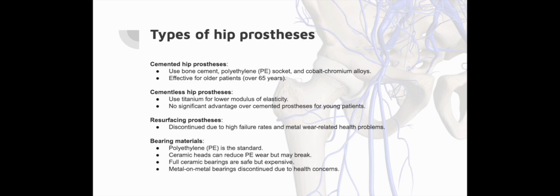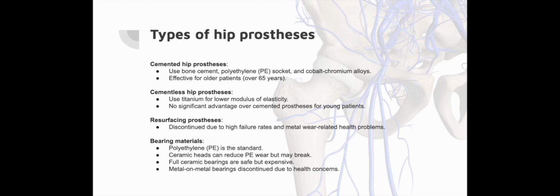Cemented prostheses have excellent outcomes in older patients, but results are less favorable in younger patients. Uncemented prostheses have not shown superior long-term survival in younger patients compared to cemented prostheses. The main challenge with both types is the poorer long-term survival of the hip socket.